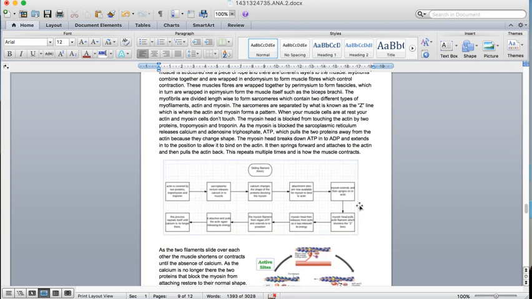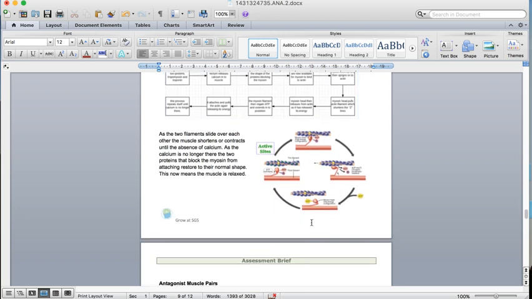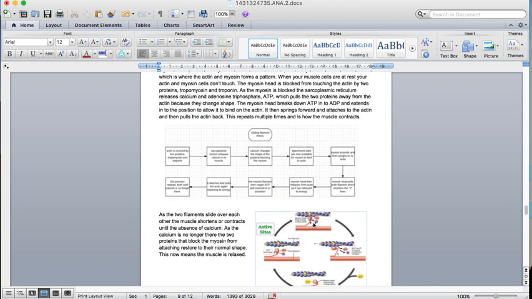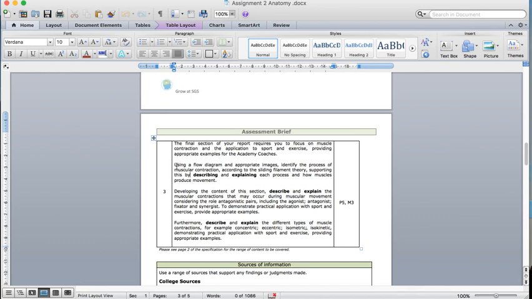What we will do in lesson is we will create with plasticine the sliding filament theory, and you can take a picture at each stage. So actually you could take your pictures and put them in here in terms of the stages of what happens, and then describe the process. Okay, so that's the sliding filament theory, and that is that section in the assignment brief, so this section here.